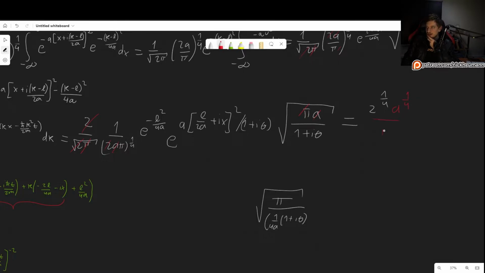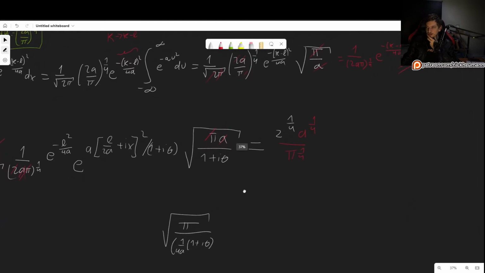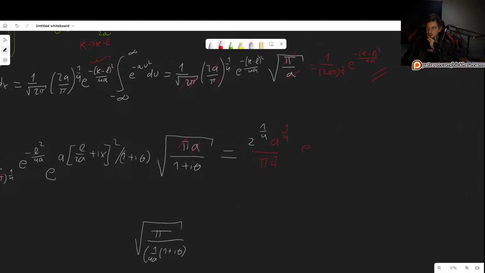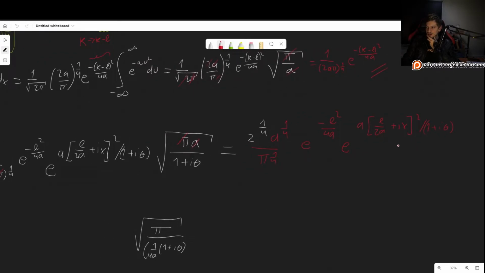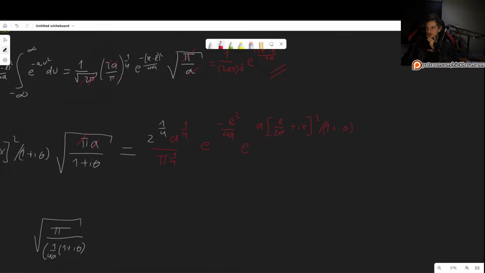And then we have a pi here to the 1/4. Okay, so that's that one. And then we have our beautiful exponents. So e to the minus L squared over 4a, e to the a, L over 2a plus ix squared divided by 1 plus i theta. And there we go. Okay, I almost forgot about this final part: times 1 over the square root of 1 plus i theta. There we go. This is our wave function as a function of time.